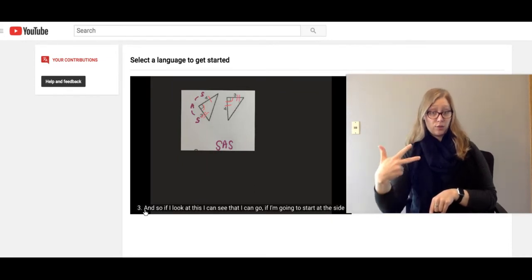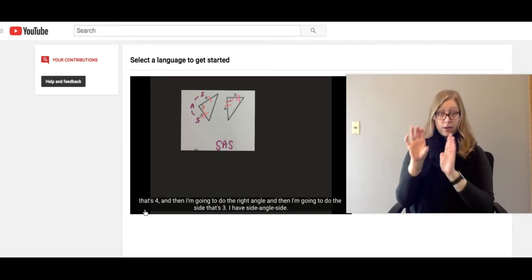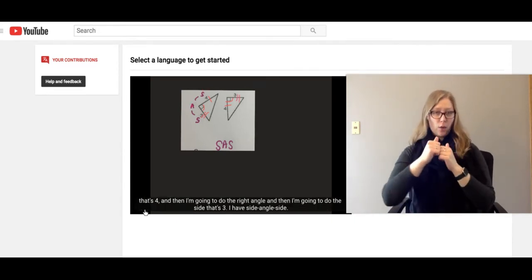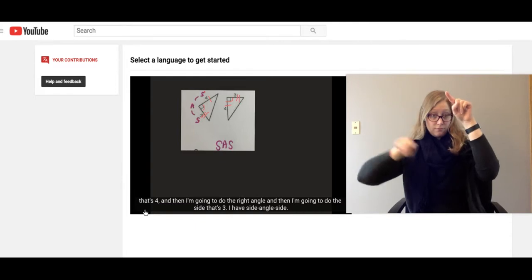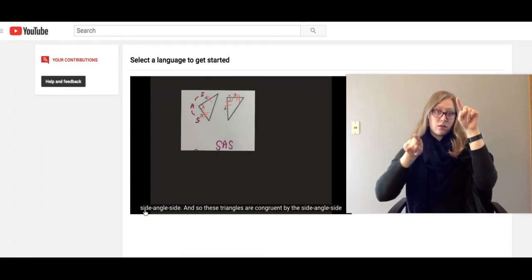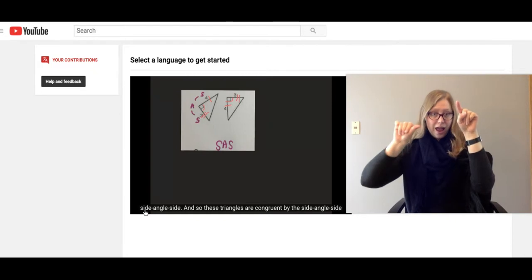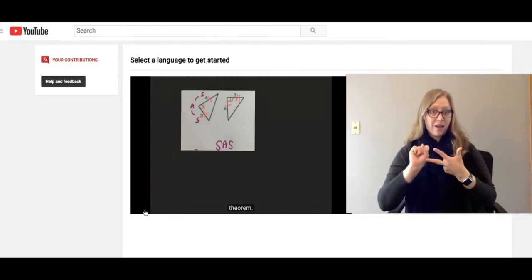And so if I look at this, I can see that if I start at the side that's 4, and then I do the right angle, and then the side that's 3, I have side, angle, side. So start at the side that's 4, then the right angle, then 3. I have side, angle, side. And so these triangles are congruent by the side, angle, side theorem.